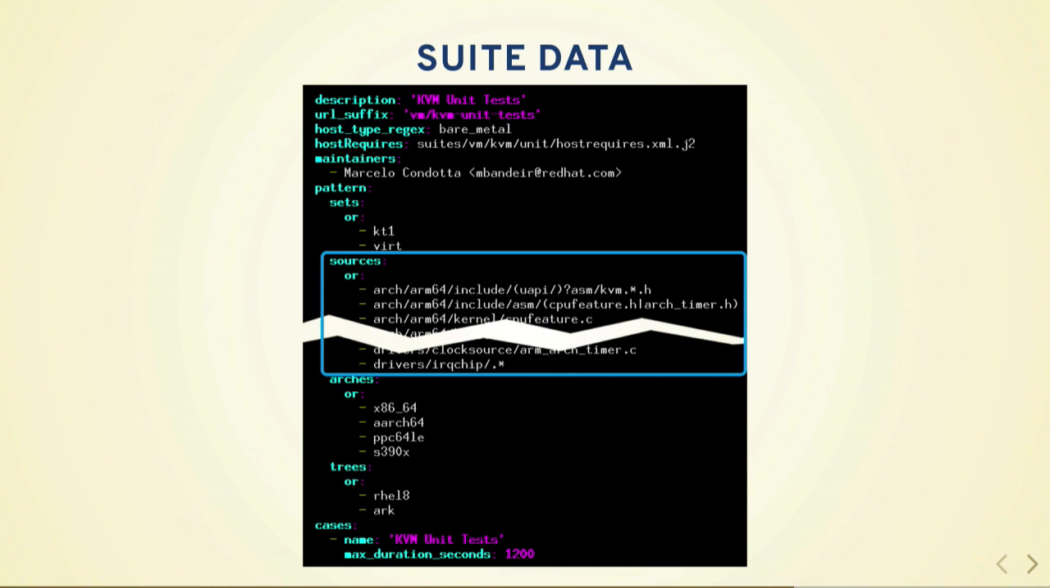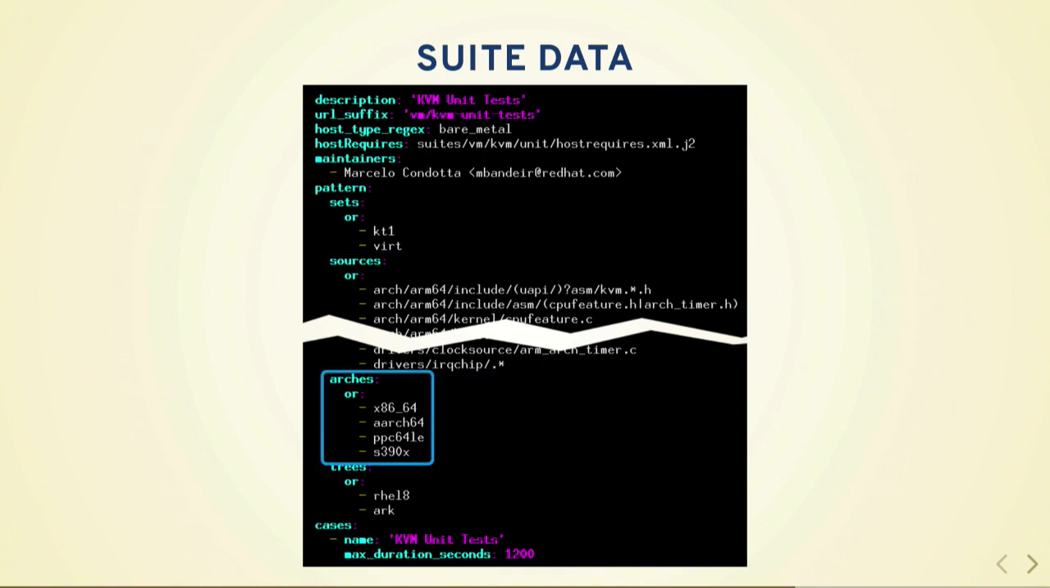This specifies when the test should run if we are running for a patch, and this specifies the specific files that need to be changed for this test to run. So for example, if we change something that's not related to KVM, we don't run this test, and if it's a KVM change, then we run this test based on this regular expression for the source files. Then the actual architectures that we run on, and the trees that we run on.